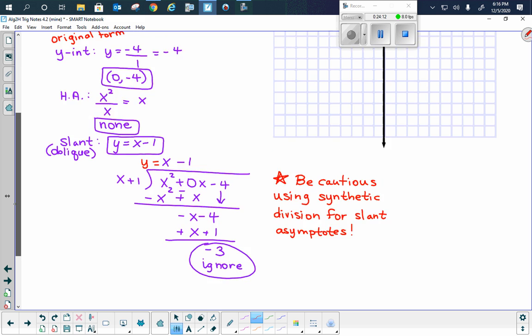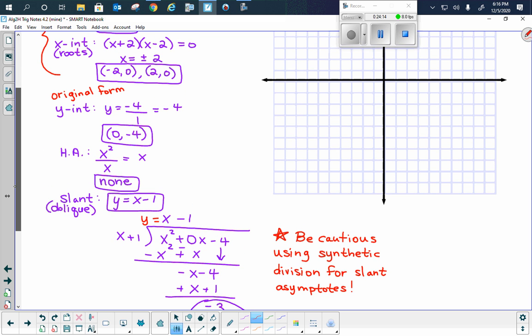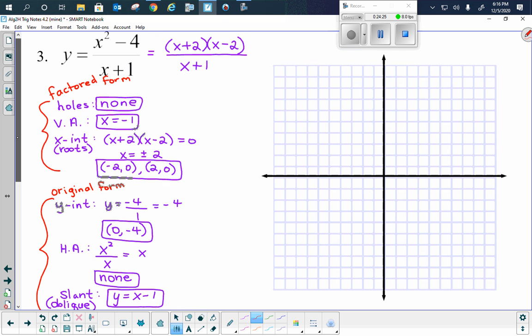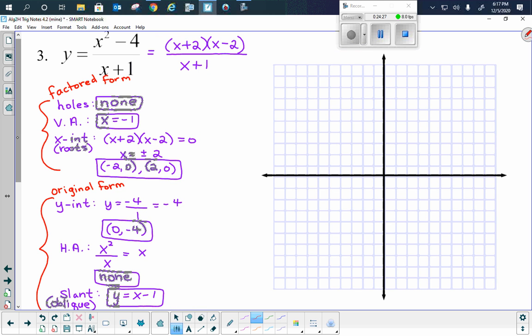All right, so there's that caution statement. And then back again one more time. Remember, these three come from the original form. If you want to try to put everything together now and do your graph yourself, go for it, and then come back. Now for me, when I start graphing and I have a slant asymptote, that's probably what I'm going to draw first. So make sure that you just draw that y equals x minus 1 line the best you can.